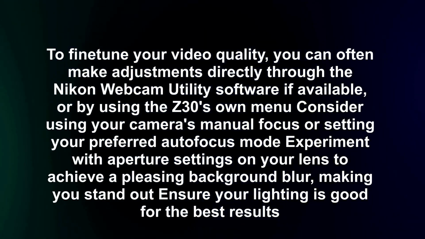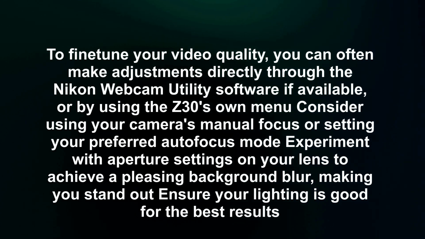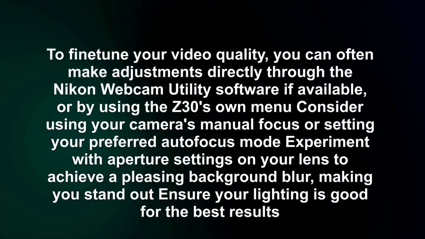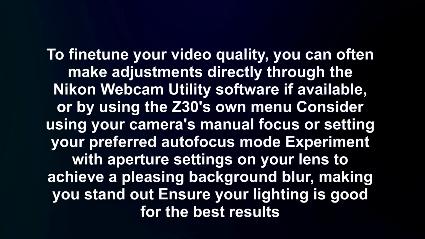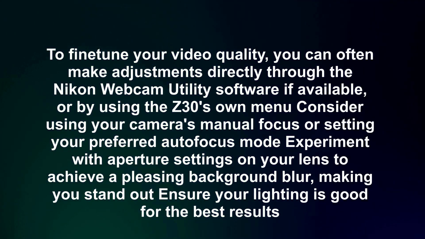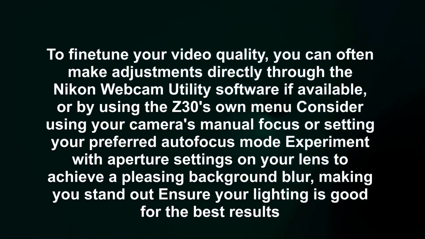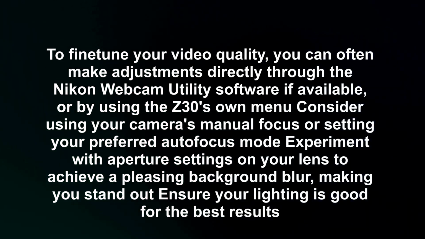To fine-tune your video quality, you can often make adjustments directly through the Nikon Webcam utility software if available, or by using the Z30's own menu. Consider using your camera's manual focus or setting your preferred autofocus mode. Experiment with aperture settings on your lens to achieve a pleasing background blur, making you stand out. Ensure your lighting is good for the best results.